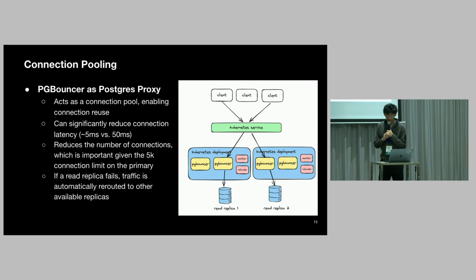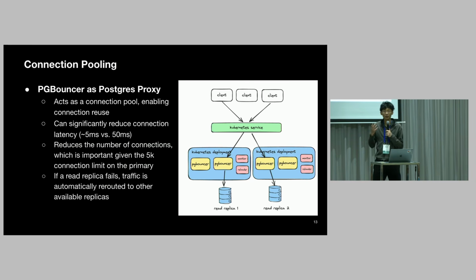It also reduces the number of connections because those connections can be reused by multiple applications. This is super important given the 5,000 connection limit on primary. As discussed, we only have one primary, and there is a hard limit of 5,000 connections on that primary. So we need to use those connections really carefully to make sure the 5,000 connections is sufficient for us. That's why connection reuse and connection pooling is very important for us.